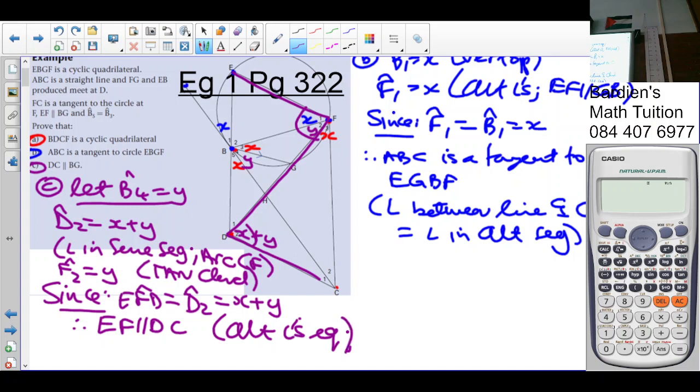But have we answered the question? No. Because EF is parallel to DC, therefore it has to also be parallel to BG. And that's the part we are taking. Okay? And there we go.